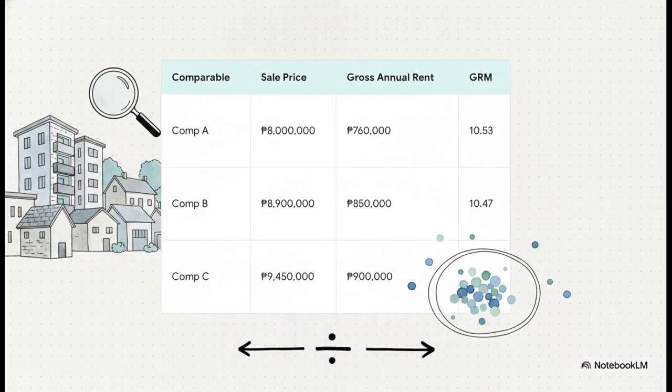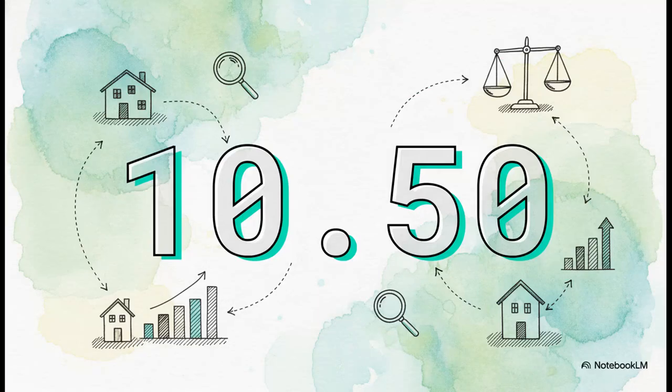So to get that market GRM, an appraiser will pull up some recent sales of comparable properties. We call them comps. For each one, they just take the sale price and divide it by the total annual rent. And what you usually see is that the GRMs for these different properties start to bunch up around the same number. Right, so after looking at all those comps, the appraiser does what's called reconciling them. They basically just pick one number that feels like the best representation of the market. And in our example here, that magic number is 10.50.